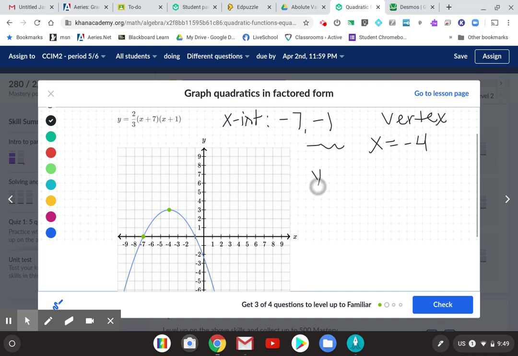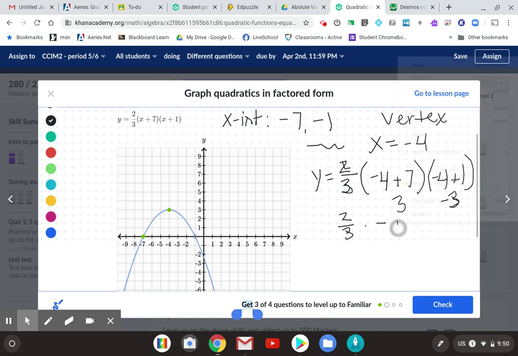So we're going to plug it in to the equation. 2/3, -4 plus 7 and -4 plus 1. So 7 minus 4 is 3. -4 plus 1 is -3. So we get 2/3 times 3 times -3, which is -9.